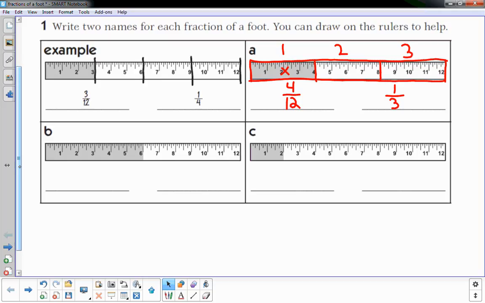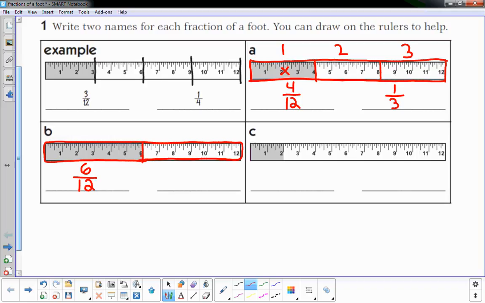Let's look at B and C. So right away, B, it's a 6. 6 out of how many inches are in a foot? 12. Should be that easy. All right, now I'm going to try to create some equal sections or parts. And I'm going to do that, and then another 6 would get me to 12. So I broke it up into 2 equal parts. Here's 1, here's 2. And 1 of the 2 is shaded in. So it's 1/2.